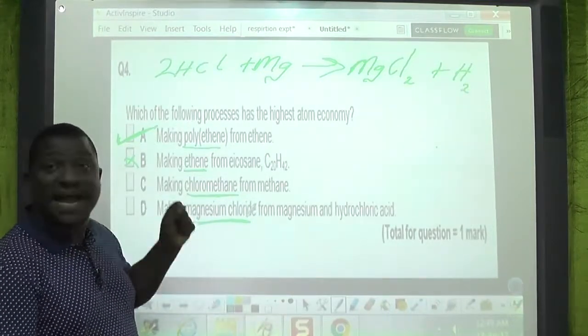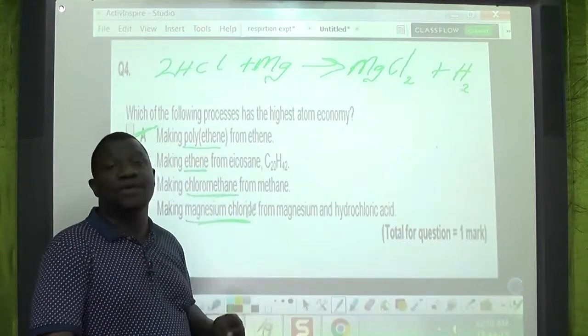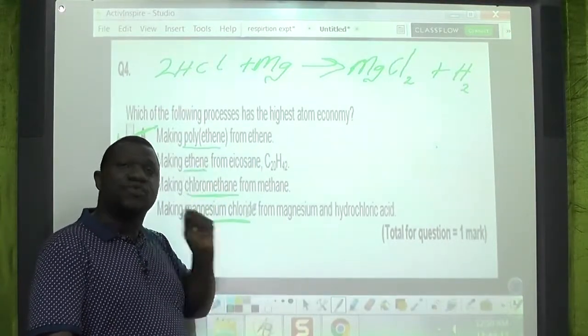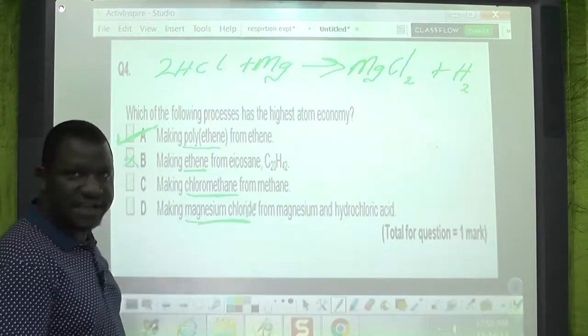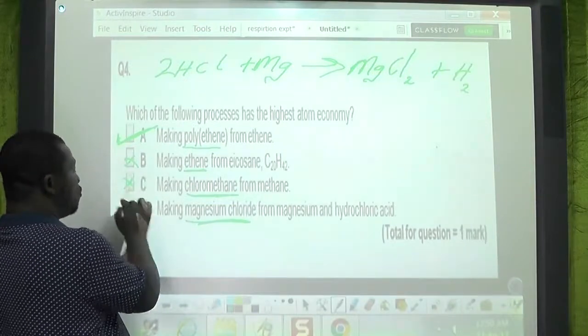And I can remember in my video when I was teaching atom economy, I used this particular one as an example, and it's coming out in an exam. So that stands to be our answer. All these ones are wrong.